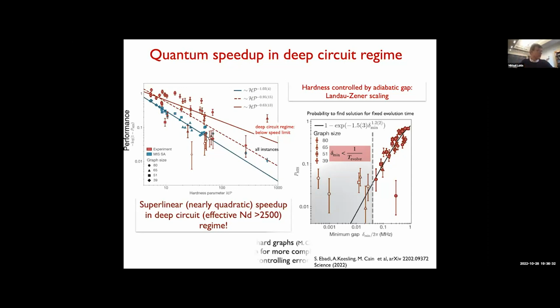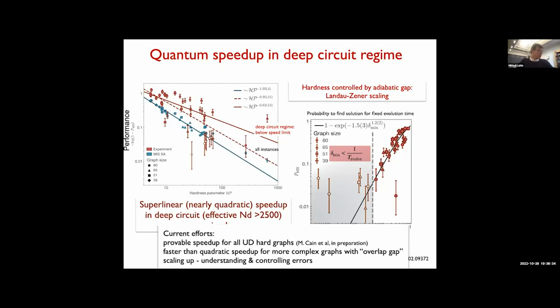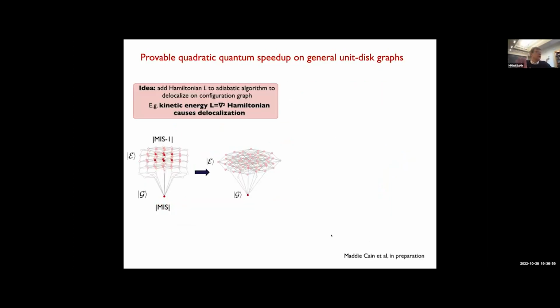appropriately. So motivated by these findings, our current effort involves exploring questions like, can we show a provable speedup for maybe classes of instances? Can we find instances which are faster than quadratic speedup? And we're also exploring scaling up, involving understanding and controlling errors. So I'll just give you a little bit of insight into ongoing work.